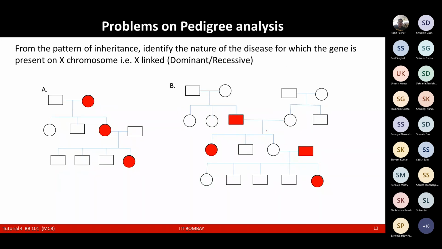That's it. So these are very interesting questions, pedigree. I want your active participation in these parts. These are actually interesting questions. From this pattern of inheritance, identify the nature of the disease for which this gene is present on the X chromosome. You just have to tell, based on A and B, which one is X-linked dominant and which is X-linked recessive.